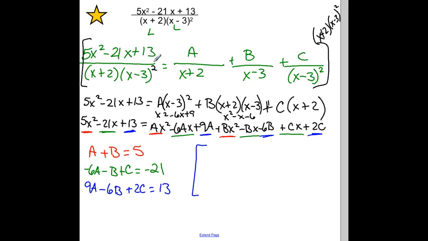So what would the augmented look like? 1, 1, 0, 5. Okay, second row would be negative 6, negative 1, 1, negative 21. And bottom row 9, negative 6, 2, and 13. All right, so use your RREF. Let's see what we get for A, B, and C.